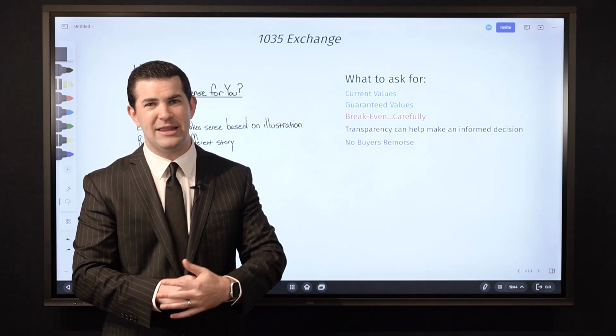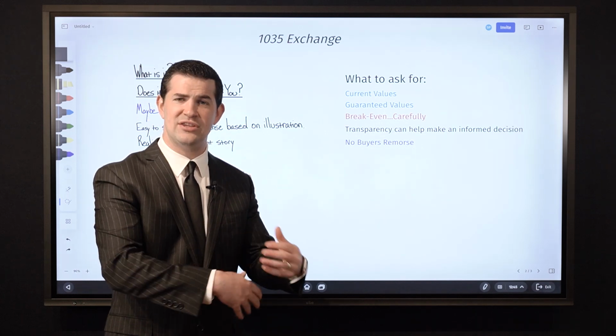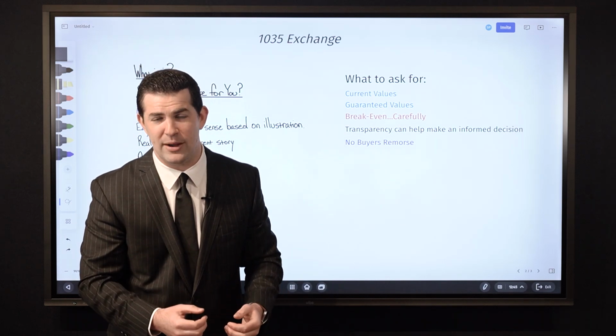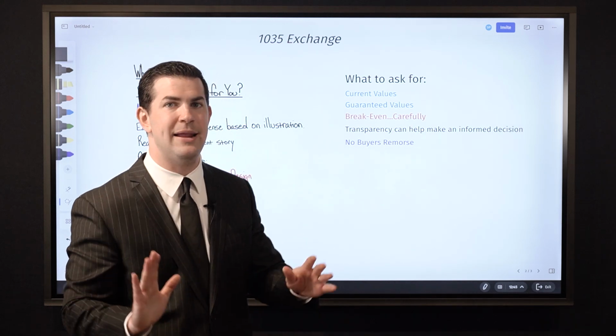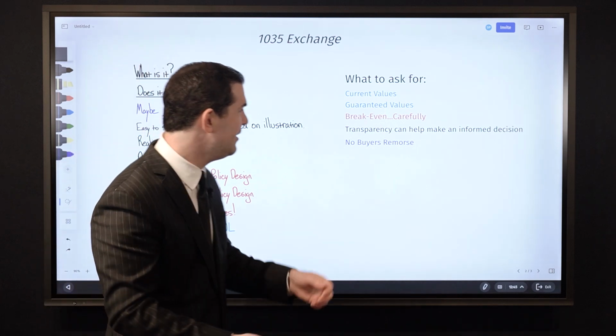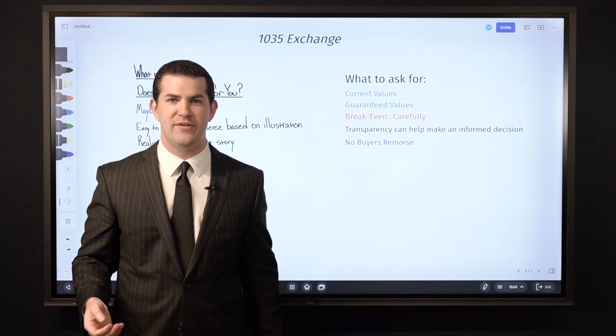And if I'm looking at a 1035 exchange, if it's before the break-even of the existing policy I have, if it's not a very old policy, I'm going to take a hit there up front. So I want to see what's my true out-of-pocket just collectively that's been paid into life insurance policies. Transparency, if we want to call it that. There we go. Transparency can help make an informed decision and prevent buyer's remorse.